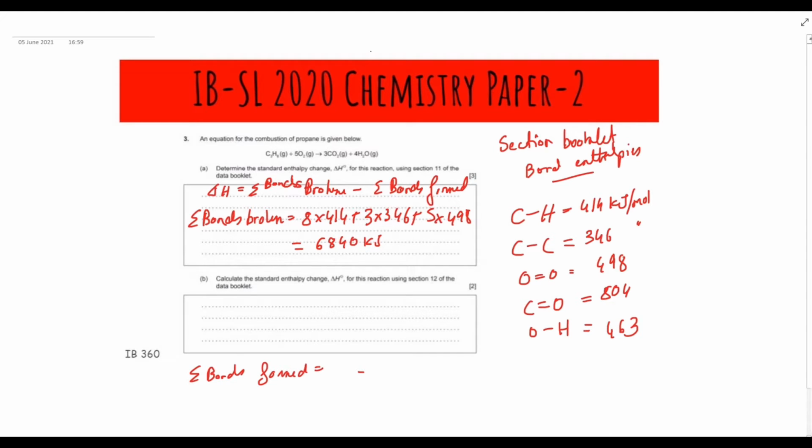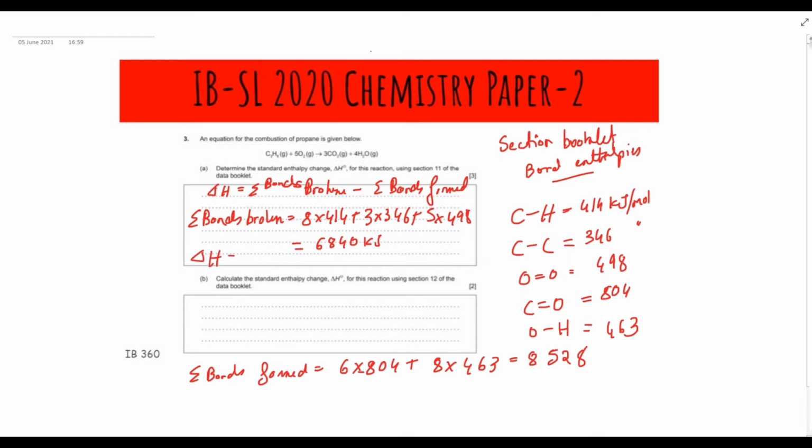Now the summation of bonds formed. We see that 3 moles of CO2 are present, so that's 6 moles of C=O bonds, so 6 times 804, and 4 moles of H2O are produced, that is 8 times O-H bonds. This comes out to be 8528.